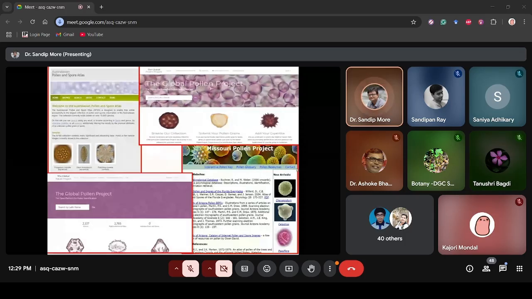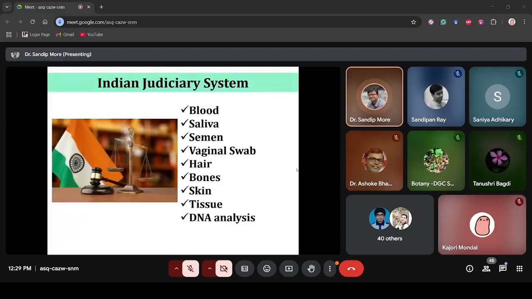This is a big missing area I should mention here. Last but not the least limitation is the Indian judiciary system. Our Indian Constitution, Indian judiciary have accepted blood as a forensic tool, saliva, semen, vaginal swab, hair, bone, human skin, tissue, and DNA. But they do not acknowledge pollen study to be evidence in the Indian court system.